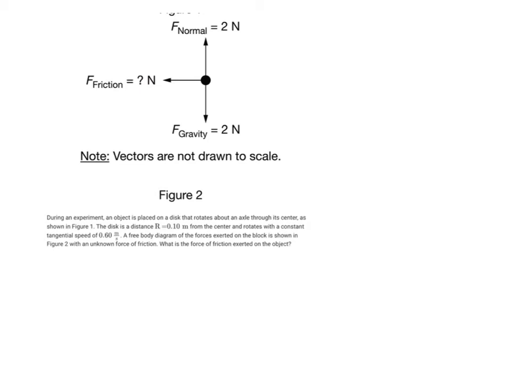Okay, the next one is this one. I think this might have been number 4 right here. It says, during an experiment, an object is placed on a disk that rotates about an axle through its center as shown in the figure. They give you the radius of the rotation of 0.10 meters, and it rotates with a constant speed of 0.60 meters per second. So this object is being held on by friction. It shows you a force diagram above, but we don't know the force of friction, and they ask you what is the force of friction exerted on the object.